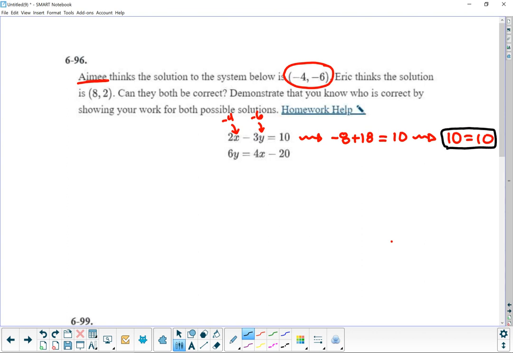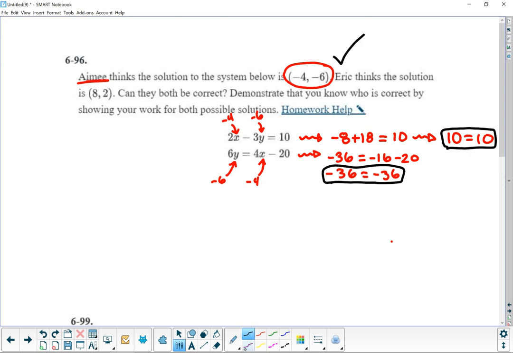That is a true statement. So Amy so far is right, but we got to check Amy's second. We're going to put in negative 4 for x, and negative 6 for y. So 6 times negative 6 is negative 36, which is going to equal 4 times negative 4, which is negative 16, minus 20. So is negative 36 equal to negative 16 minus 20, which is negative 36? That is true. So we know Amy is good.